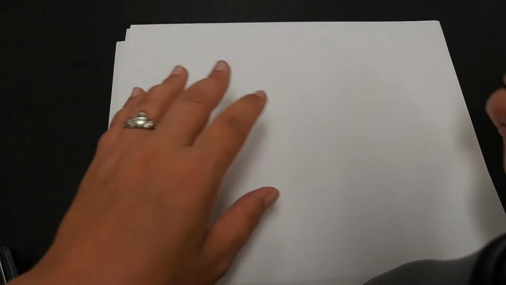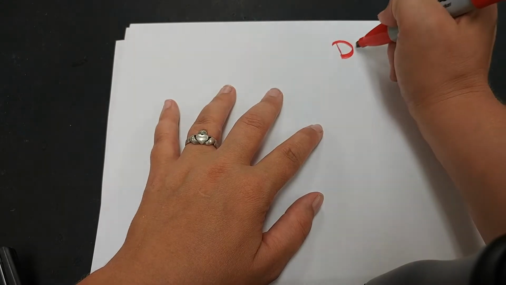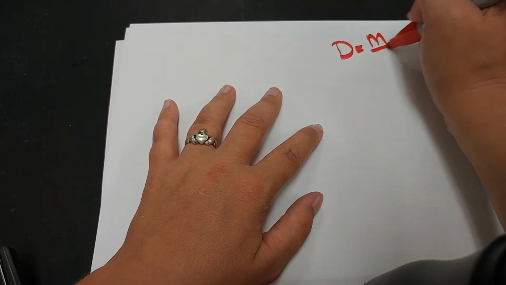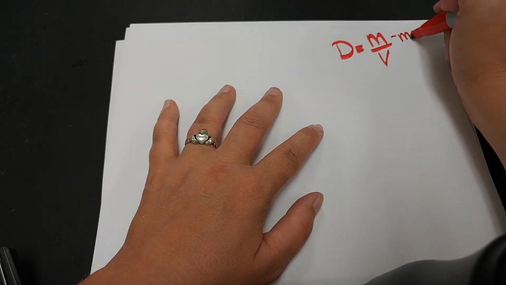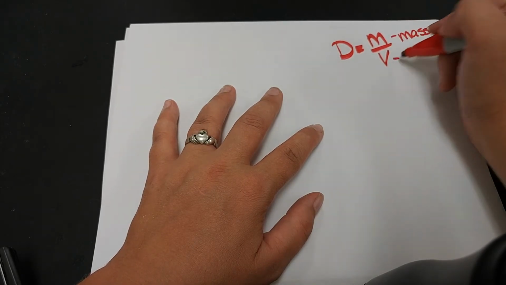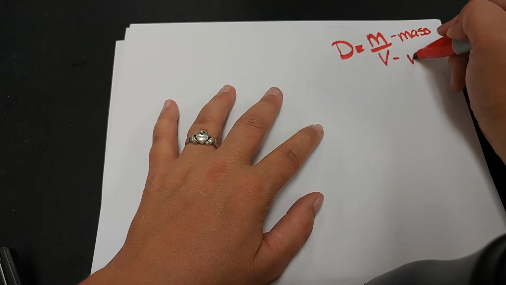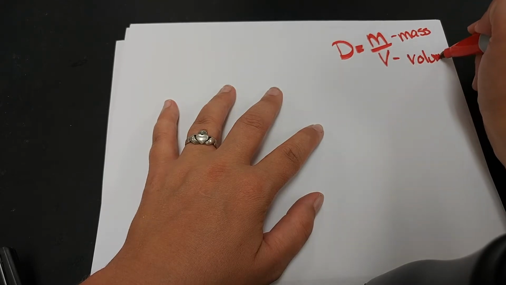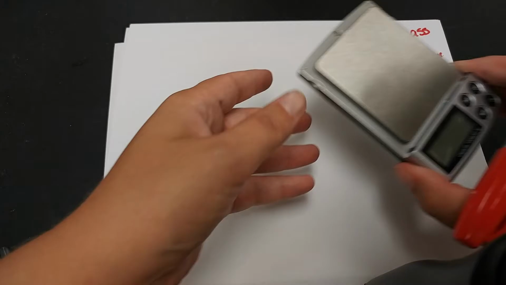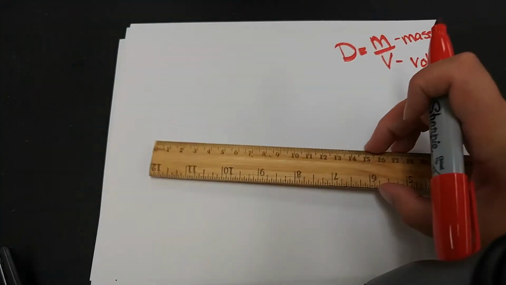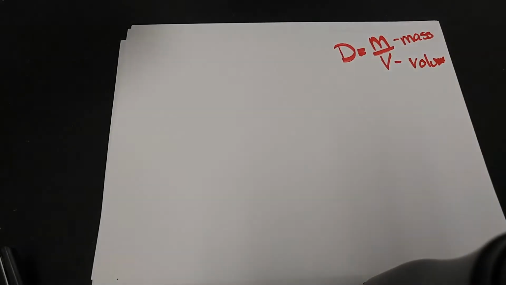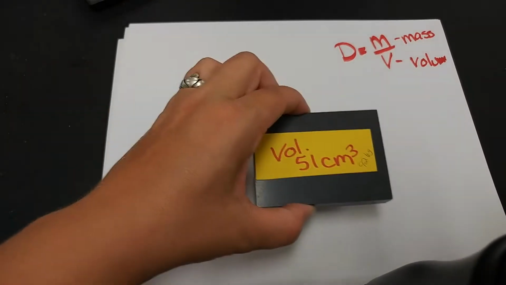All right, so we're talking about density, so we need to know the formula for density. The formula for density is mass over volume. We got mass, and we have volume down here. We used our tools earlier today to find our mass and our volume.